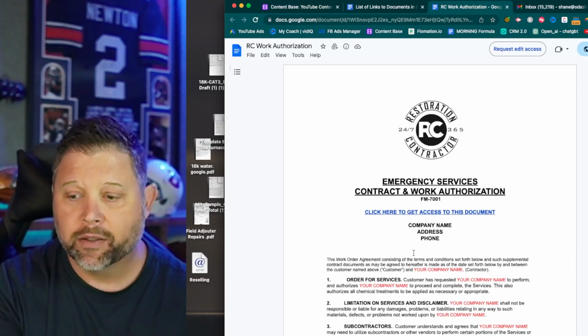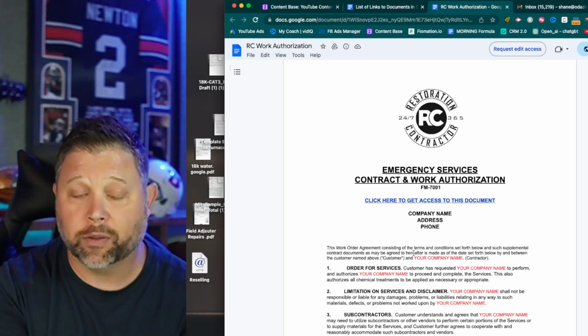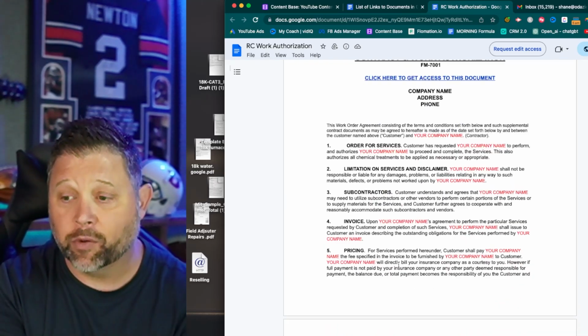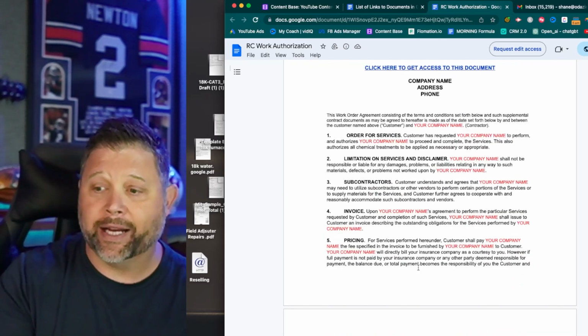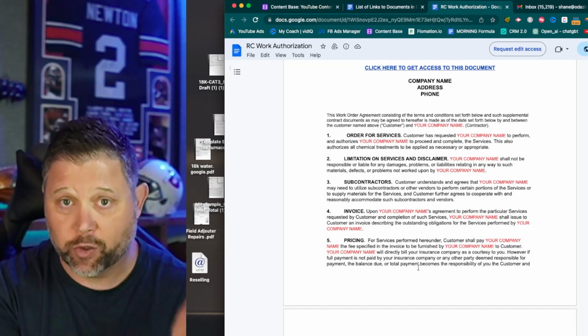Really, this one was pretty simple too. We put the subcontractor clause in there too, because we eventually started leaning on subcontractors to maybe help us with demolition. If you do that, make sure you've got this in here, okay? Same thing with the pricing. We would put this in there that we would actually bill the company as a courtesy to you, but if we don't receive payment, it's your baby, it's your bill, okay?